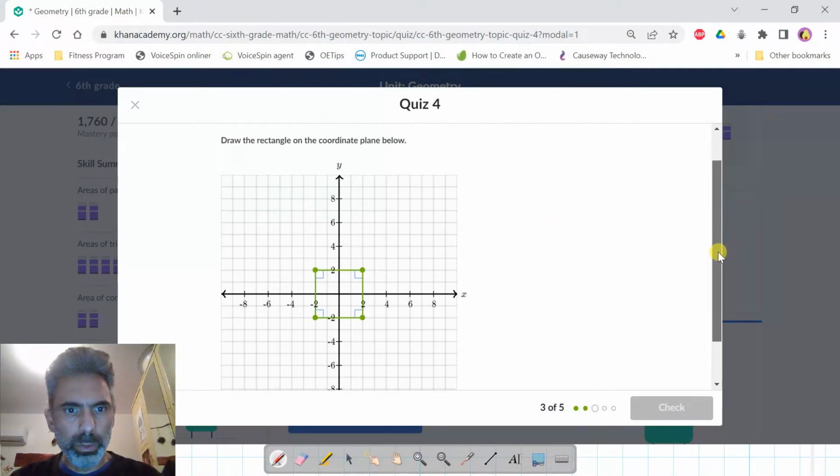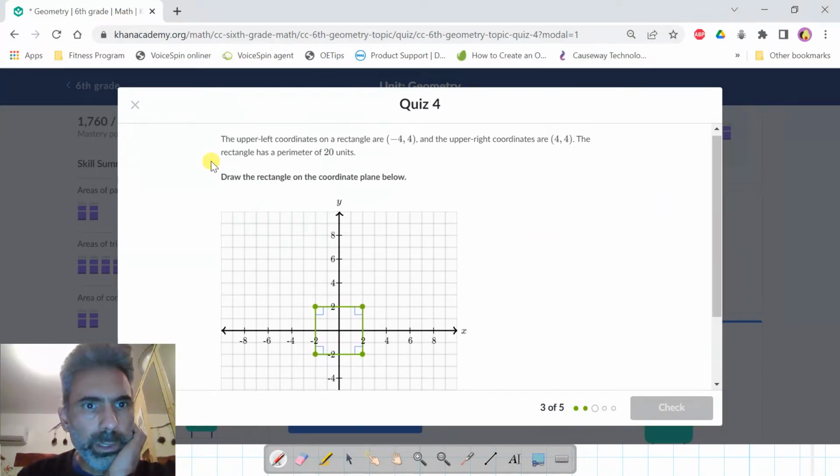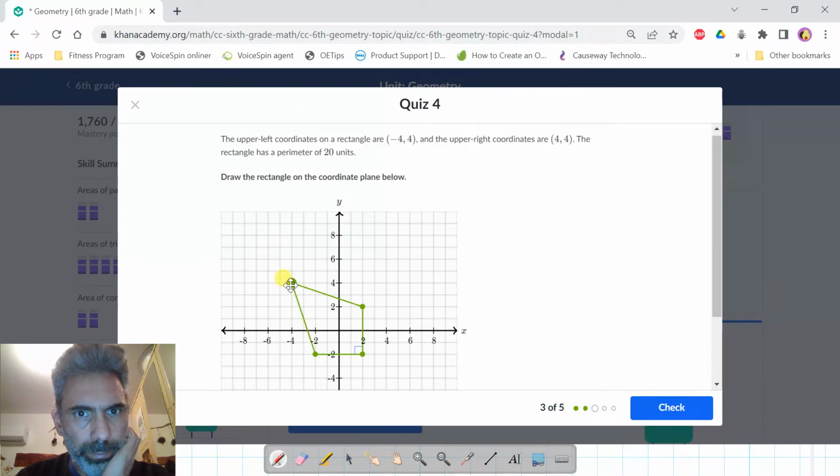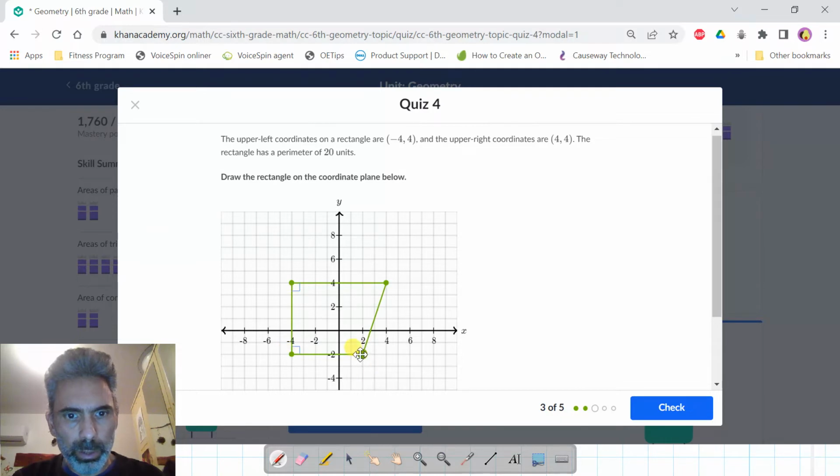Okay, here I need to use the points to draw the rectangle. The upper left coordinates on the rectangle are -4 and 4. Okay, so -4 and 4, this is the upper left coordinates. And the upper right coordinates are 4 and 4. So this is 4 and 4. The rectangle has a perimeter of 20 units. Okay, so let me just make a rectangle. And I need to figure out the length of the right and left sides of the rectangle.